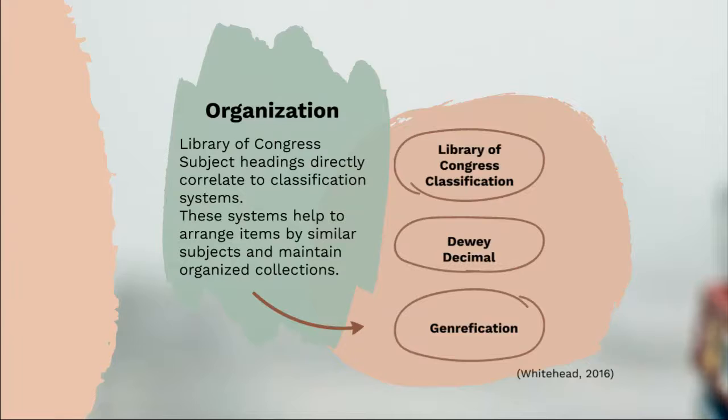Organization. Library of Congress subject headings directly correlate to classification systems. These systems help to arrange items by similar subjects and maintain organized collections. Some examples are Library of Congress classification, Dewey Decimal System, and genre classification.